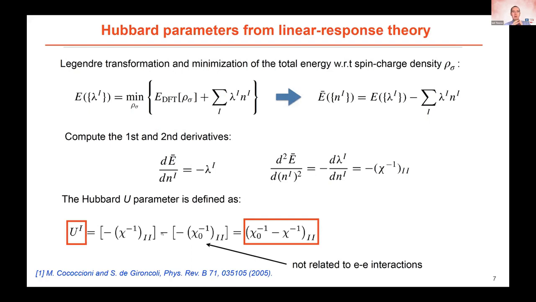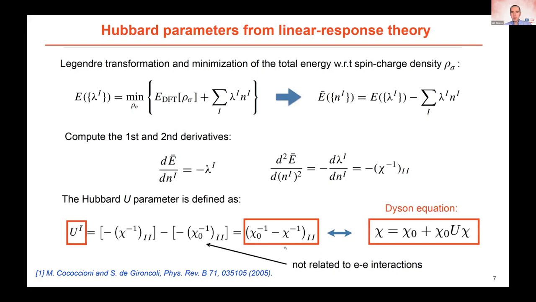But there is one more trick here. We subtract one term, which is minus chi naught to the power minus 1. So this is the bare response matrix. And this object is not related to electron-electron interaction, so we need to remove it. And if we massage a little bit this equation, we obtain chi naught to the power minus 1 minus chi to the power minus 1. So I repeat that chi naught is the bare response and chi is the self-consistent response.